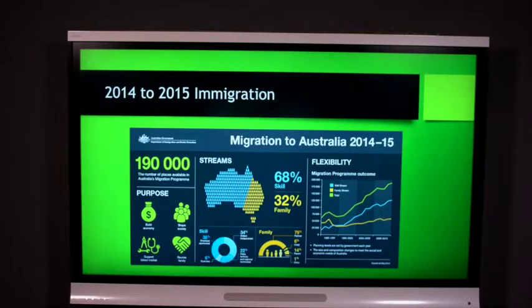The Australian government in May 2014 had 190,000 available places for immigrants. The purpose of this was to build the economy, shape Australian society, support the labour market and reunite family members, some of which had been separated for 20 years. These numbers are set by the government, and this can change to suit the economy and social needs of Australia.